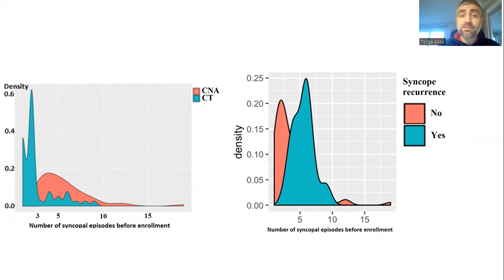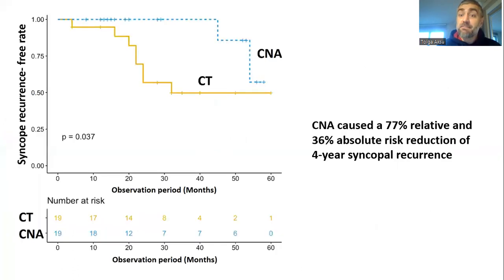But as another important point, in the cardio ablation arm, the pre-enrollment syncope burden was much higher than in the conventional treatment arm. So we selected poorer cases for cardio ablation. But despite this significant difference, at the end of the follow-up, CNA caused a 77% relative and 36% absolute risk reduction in syncope.